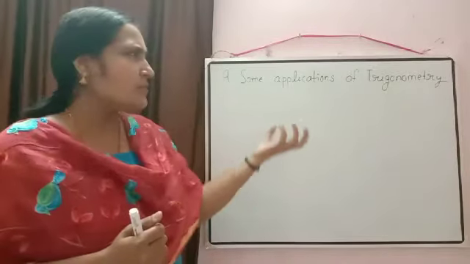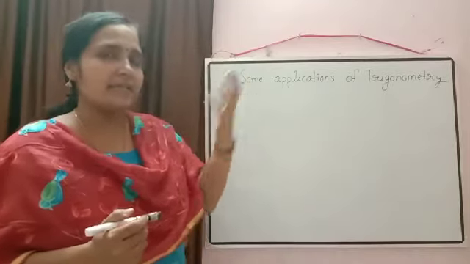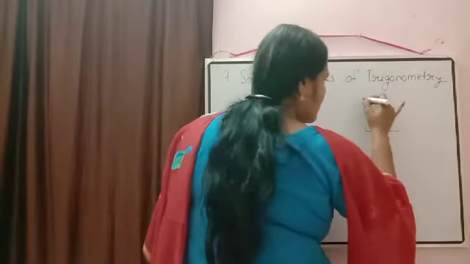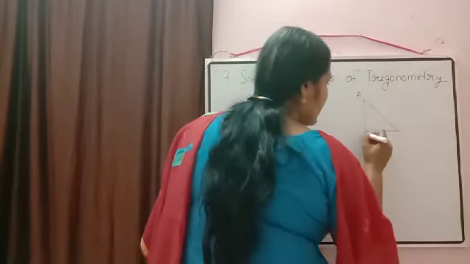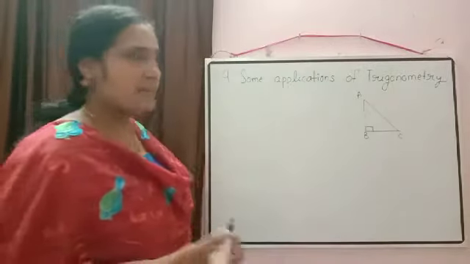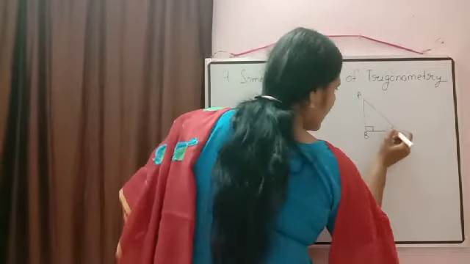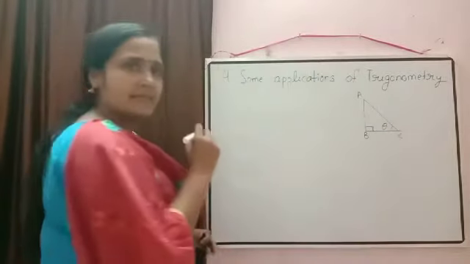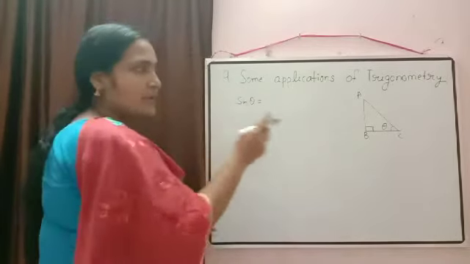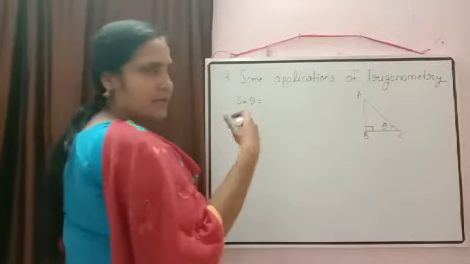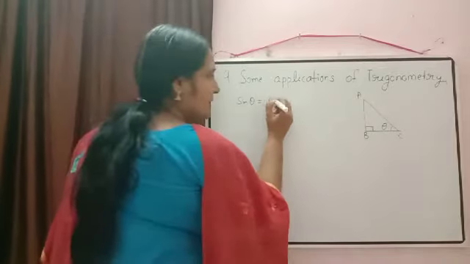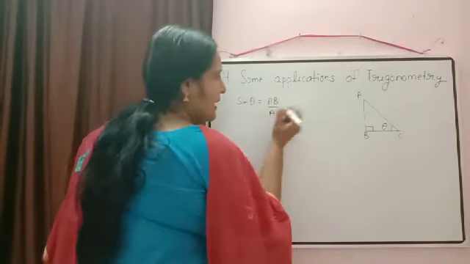Just before starting this topic, once again we can revise the formulas. As we know, the concept of trigonometry we can use in a right triangle only. So if we have a right triangle ABC, right angled at B, and we are taking the acute angle at C as theta. We know what sine theta is. Yes, sine theta is equal to perpendicular by hypotenuse, or side opposite to angle theta by hypotenuse. So sine theta will be equal to AB by AC.